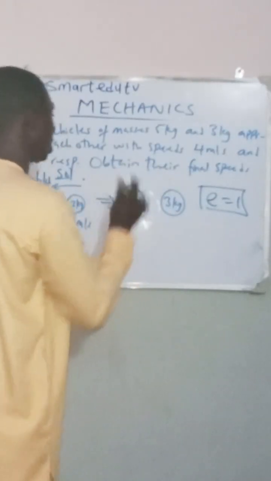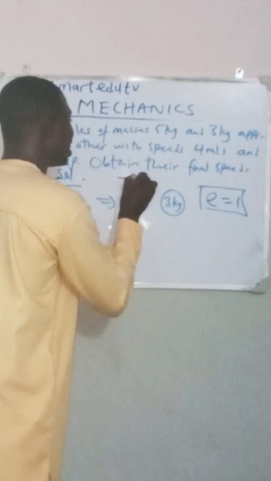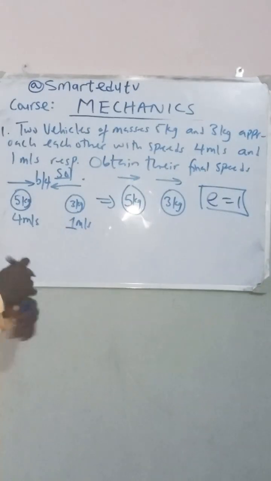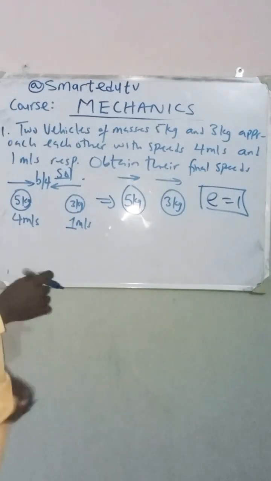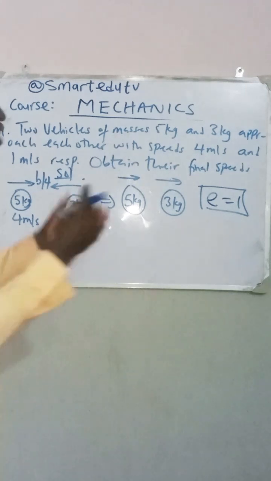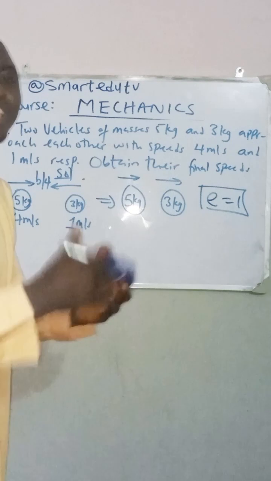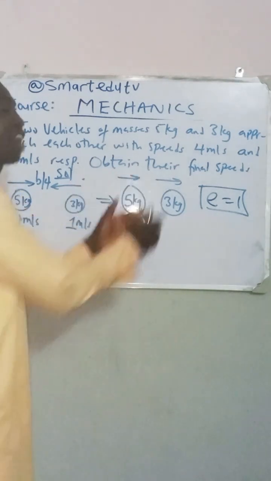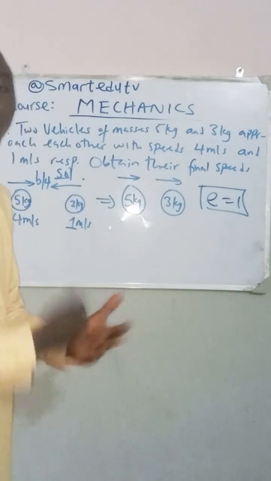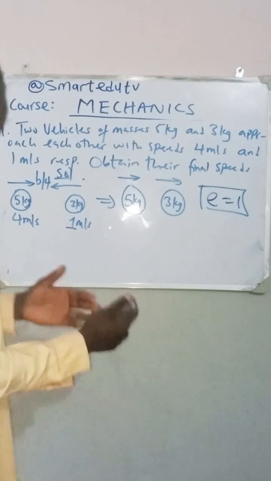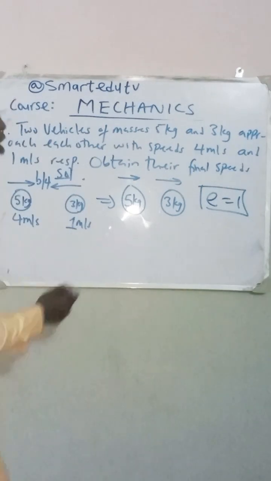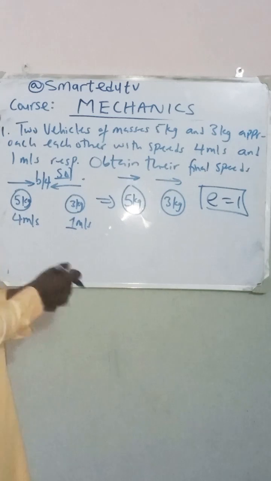After the collision, let's assume that they move in the same direction. If this direction is correct, our final answer is going to tell us. And if the direction we have adopted is wrong, our final answer is also going to tell us. Okay? So we want to obtain their final speeds.